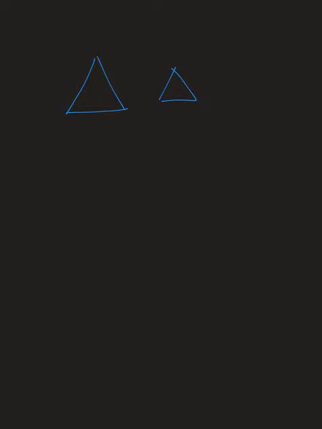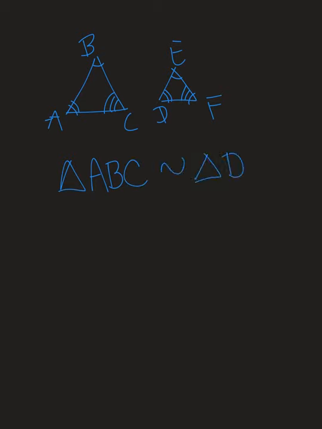So if you take a look at an example here, let's call this one ABC and this one DEF. So if I take a look at this and I have this marked out for you, angle A corresponds with angle D, angle B corresponds with angle E, and angle C corresponds with angle F, and that they're equal. So those little lines mean that they are the same angle. Then you would say that triangle ABC is similar to triangle DEF.